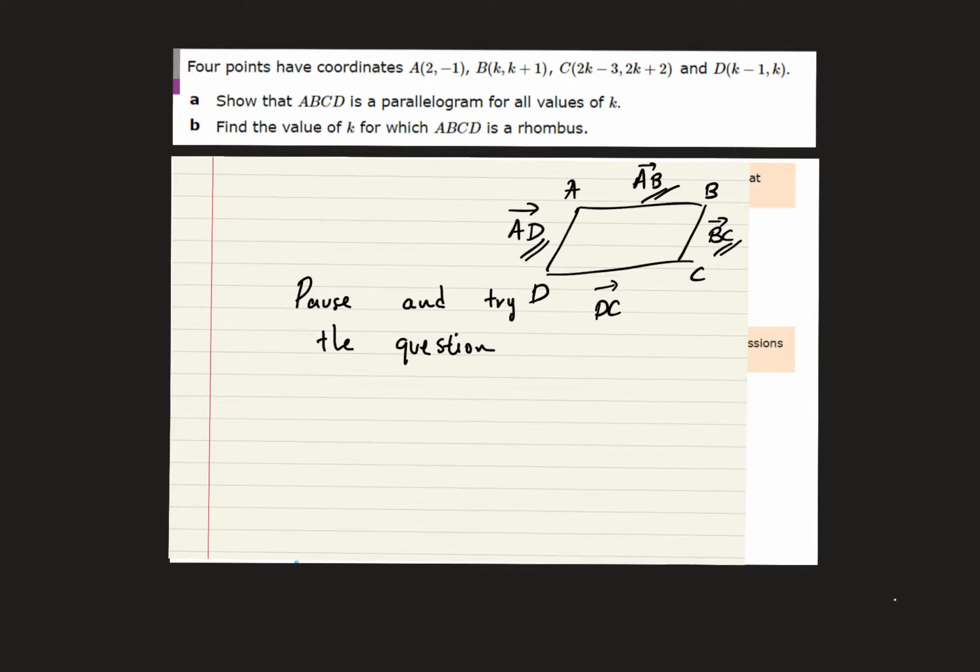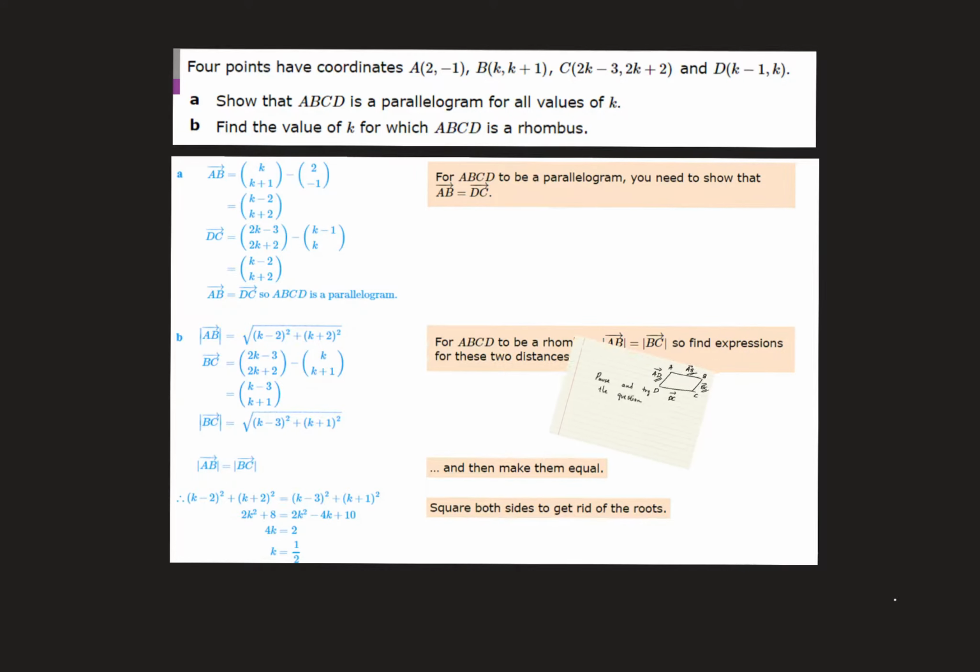Now the answer is this. As you can see here, they've gone for AB equals DC in order to prove that it's a parallelogram. And they've gone for the magnitude of AB being equal to the magnitude of BC. That's what they're trying to prove. And therefore, by putting one equal to the other, they were able to work out that K must be a half.